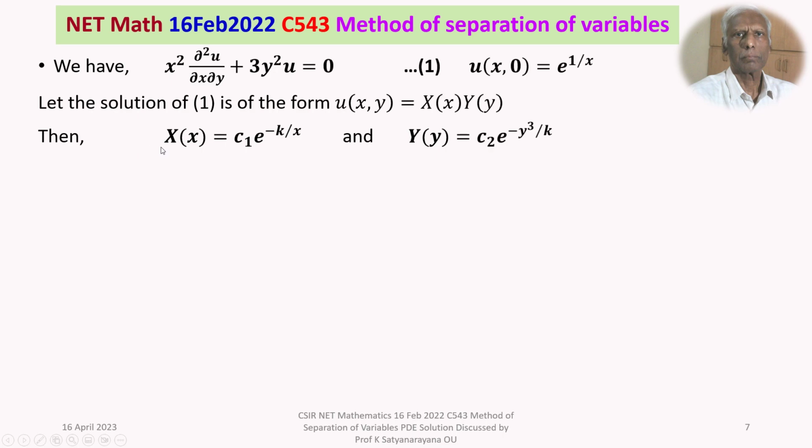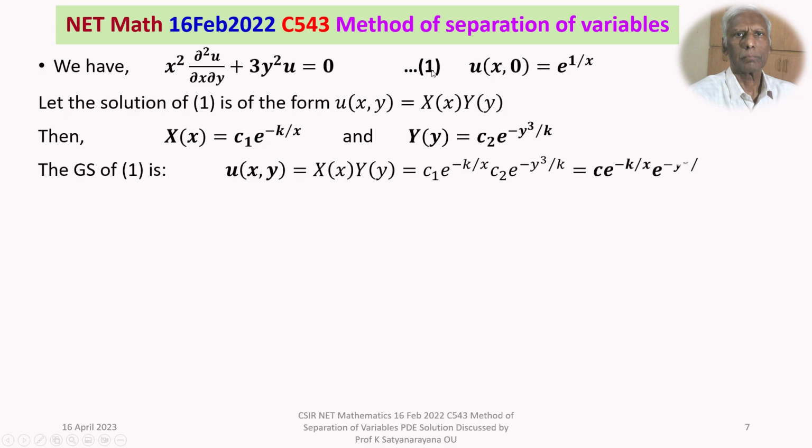So we have capital X, which is a function of small x alone, and capital Y, which is a function of small y alone, and therefore the general solution of the given partial differential equation is u of x, y is equal to X of x multiplied by Y of y, that is equal to c1 e to the power of minus k by x multiplied by c2 e to the power of minus y cube by k. That is, c1 into c2 is a c, which is another arbitrary constant, times e to the power of minus k by x into e to the power of minus y cube by k. So we are able to find the solution.